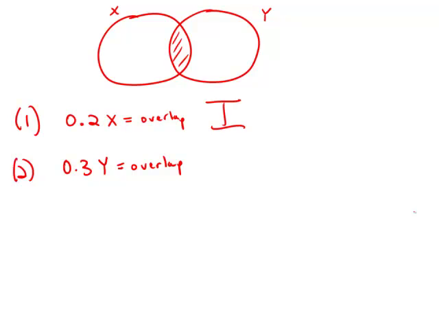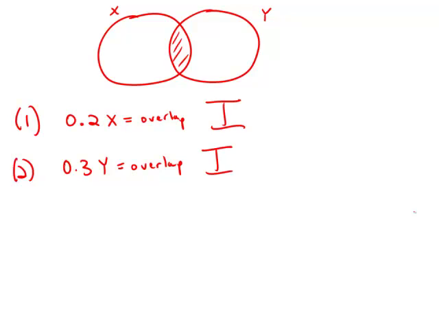We know that that 30% of Y, they're members of X, but we have no idea how many other members of X there are. And again, there could be just 2 members or there could be 200,000 members. We have no idea. So this statement by itself is insufficient.